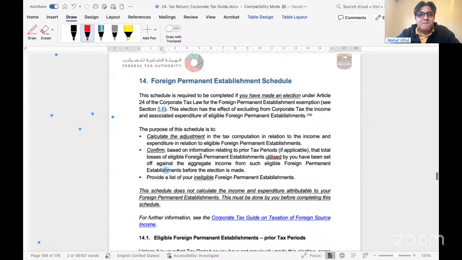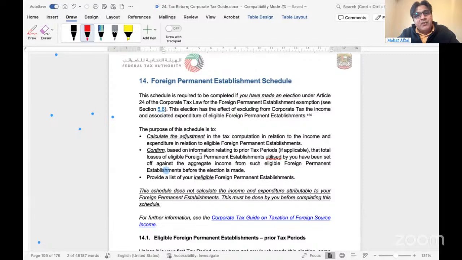Foreign PE, we already discussed PE. Permanent establishment, you might have a foreign PE as well, like foreign branches. If you have a foreign PE, Article 24 of the law says, if you want to opt for this, the income and related expenses of the foreign PE you will not consider for your taxable computation. And if you are opting, this will be applicable to all foreign PEs. You cannot pick and choose.